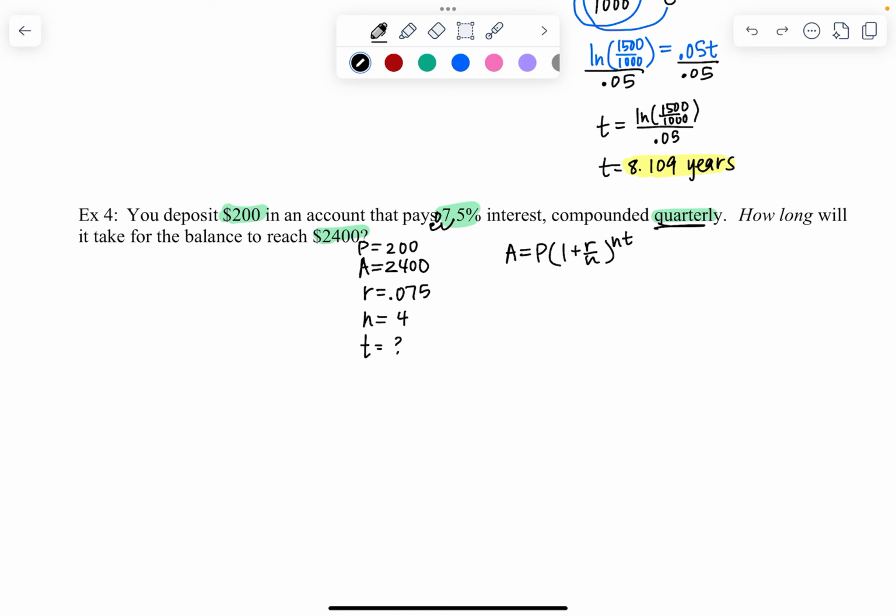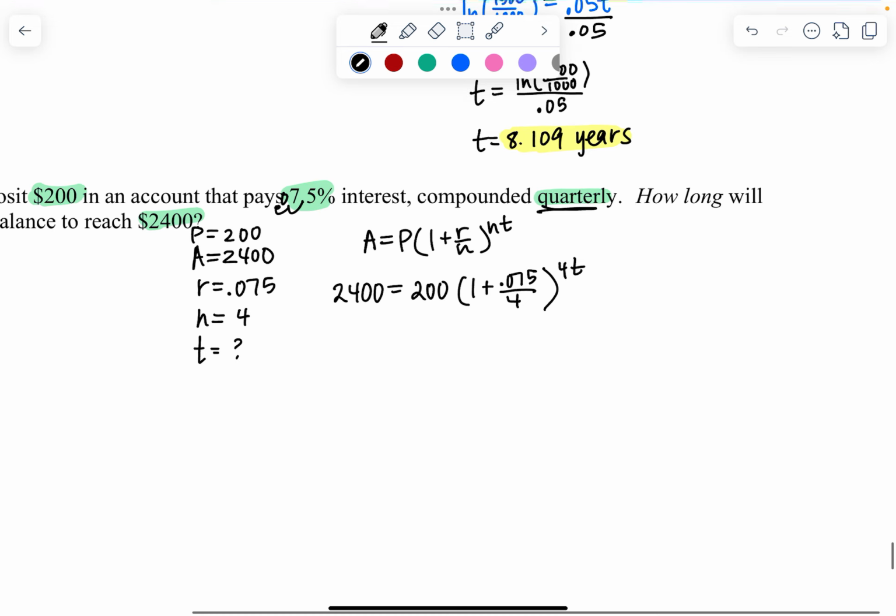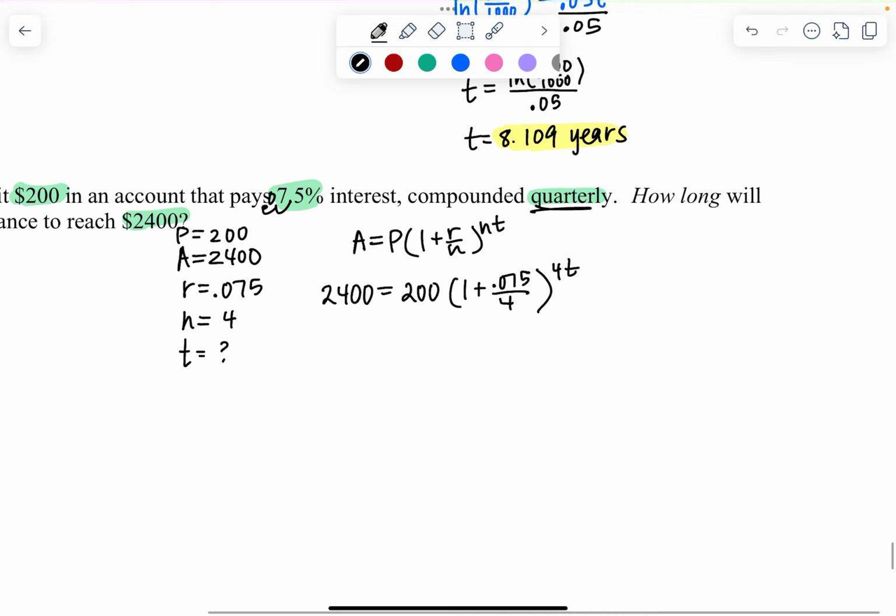So we know A is 2,400. We know P. We know R. We know N. We just don't know T. So we are going to want to simplify this as much as possible. And so first step is let's figure out what this decimal is.